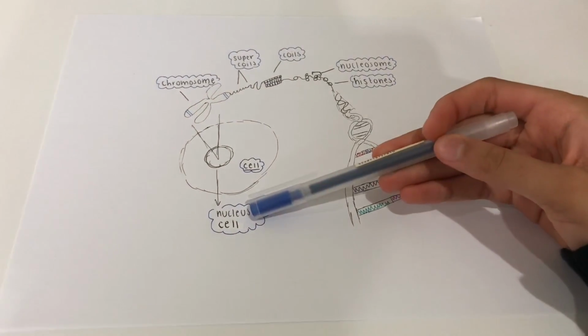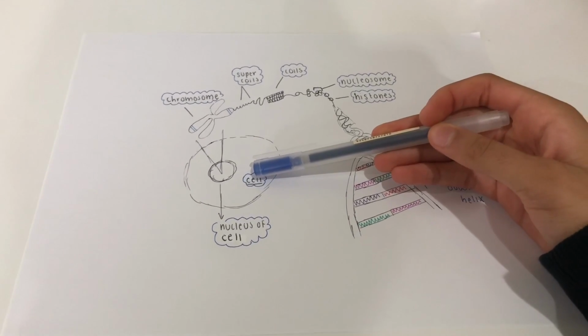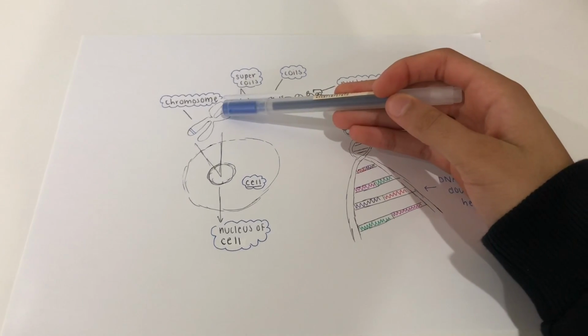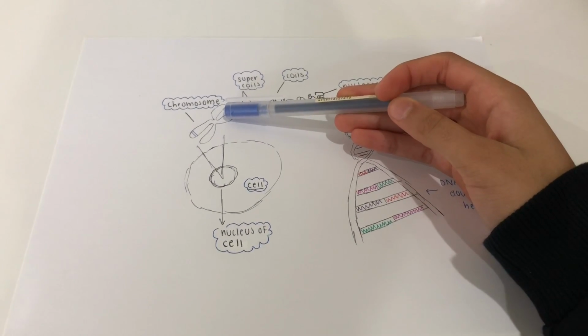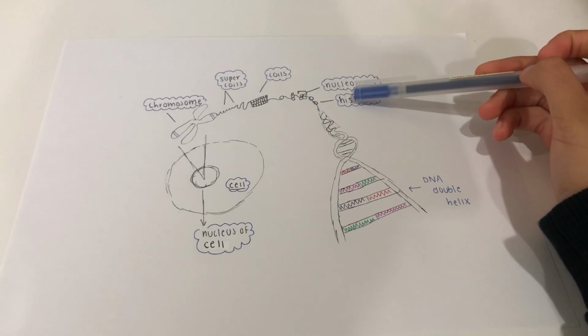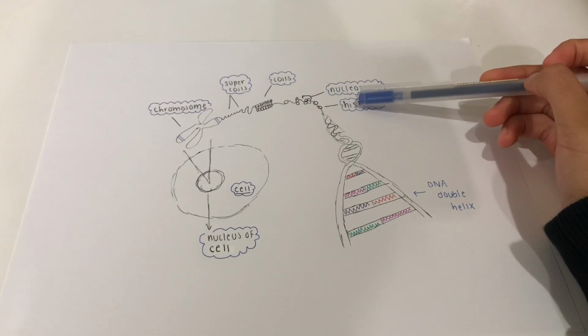The nucleus is located in the cell, and in the nucleus of each cell, the DNA molecule is packaged into thread-like structures called chromosomes. Each chromosome is made up of DNA that is tightly coiled around proteins called histones that support its structure. The DNA and histone molecule form a structure called a nucleosome.